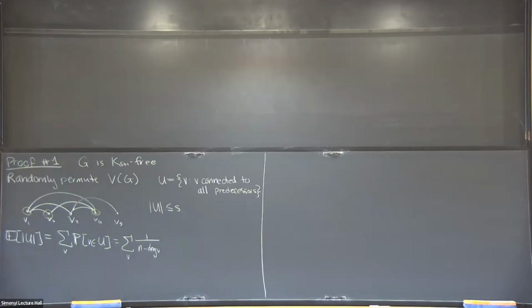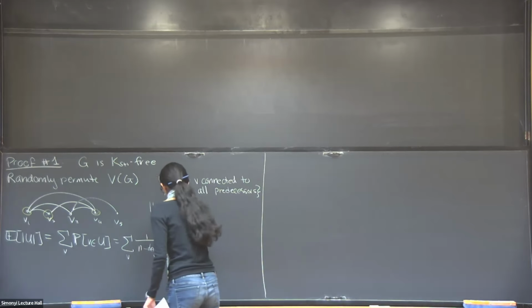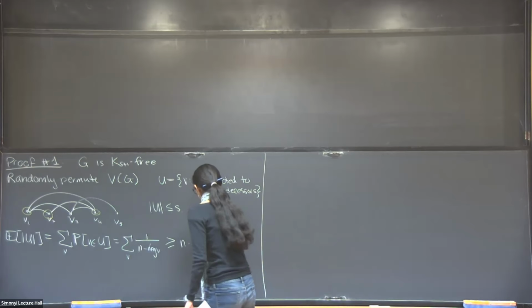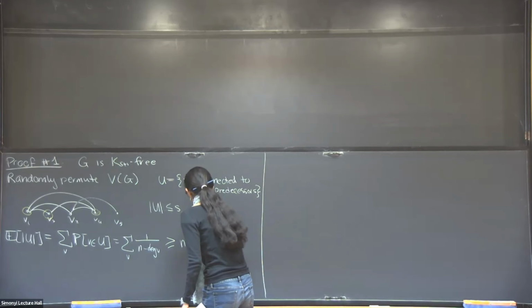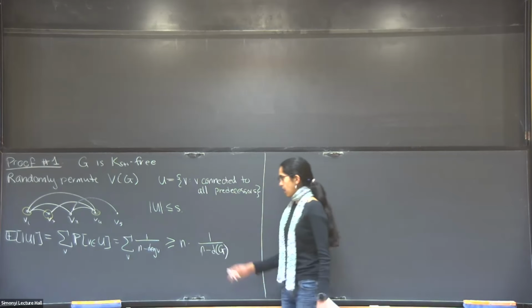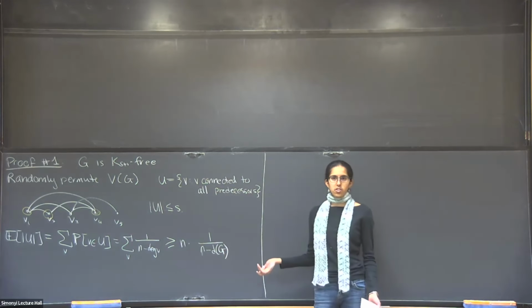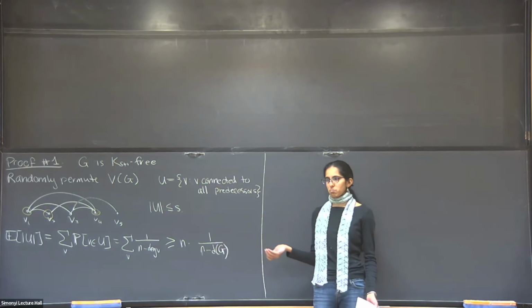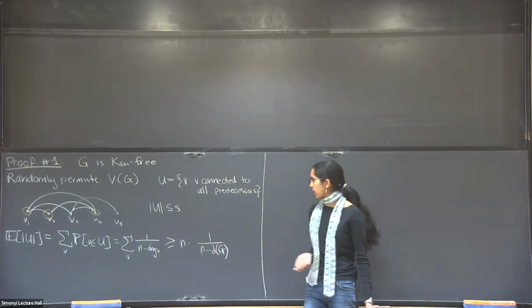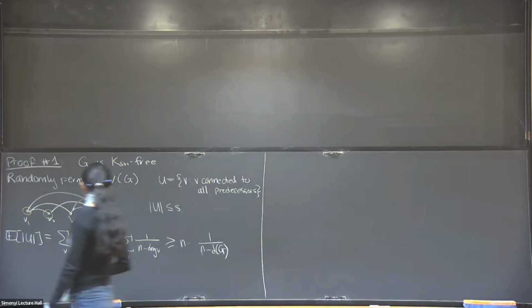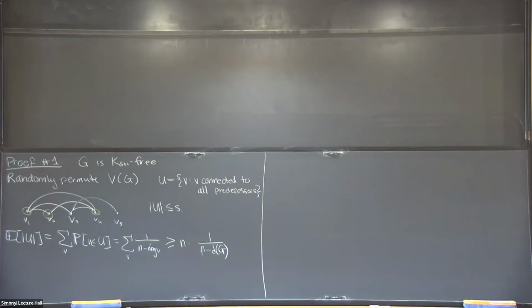And so there's a 1 in this quantity probability that V comes before all of its non-neighbors in the ordering. And by convexity, this is at least n times 1 over n minus the average degree of G. So convexity just helps us in this direction. So now if you rearrange, you get that.